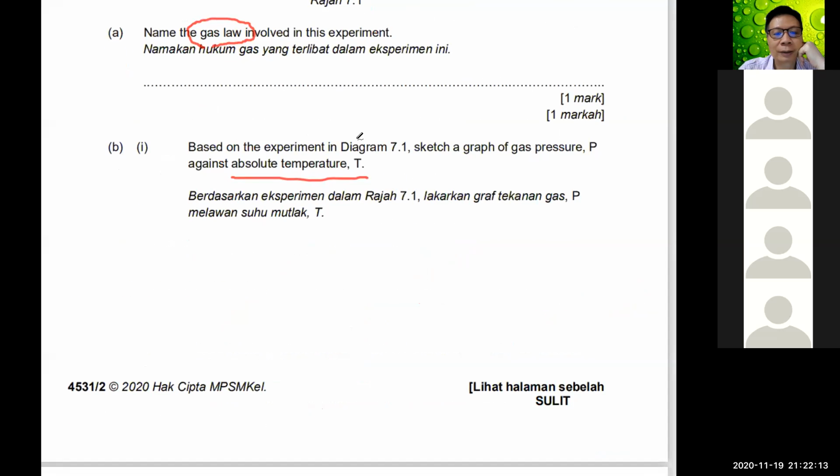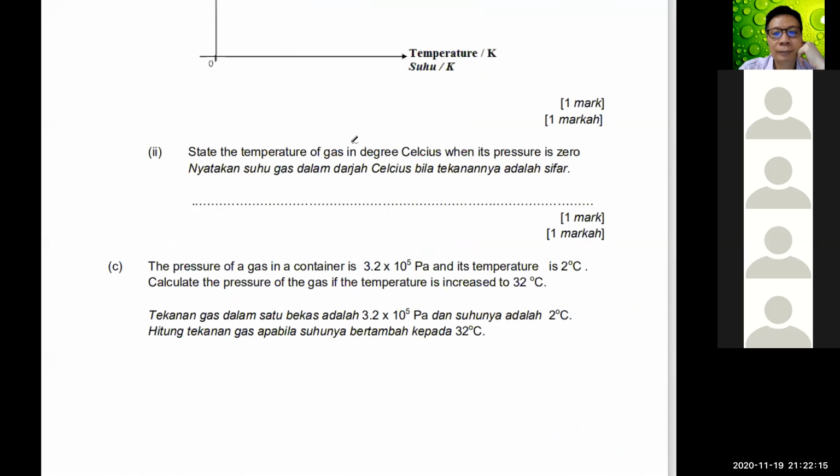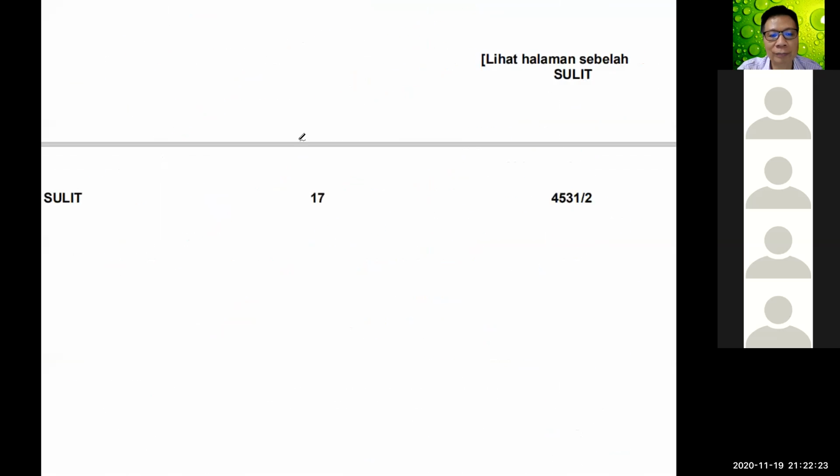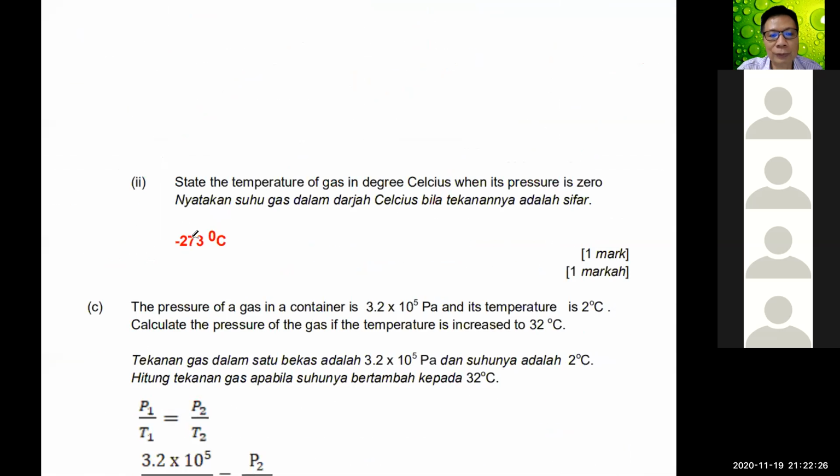Okay, next. State the temperature of gas in degrees Celsius. Okay, this one done already, negative 273. Sorry, negative 273. And please make a note here.